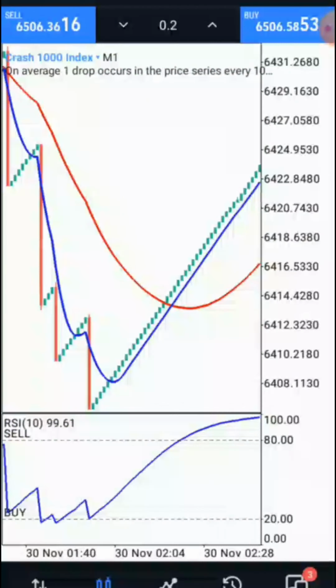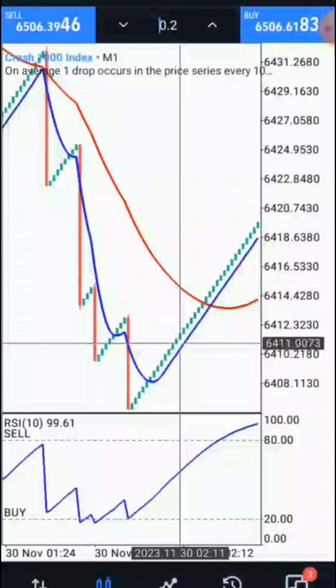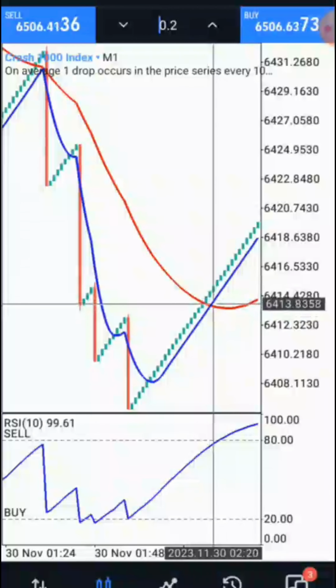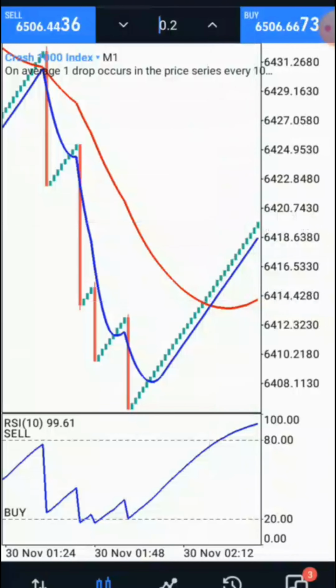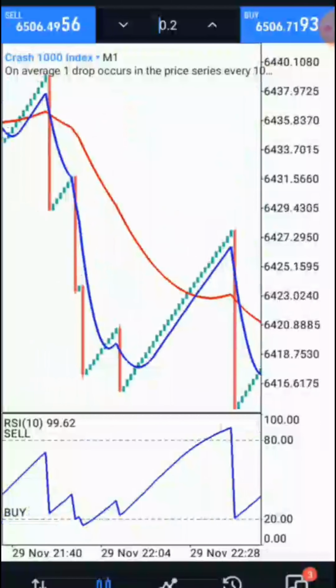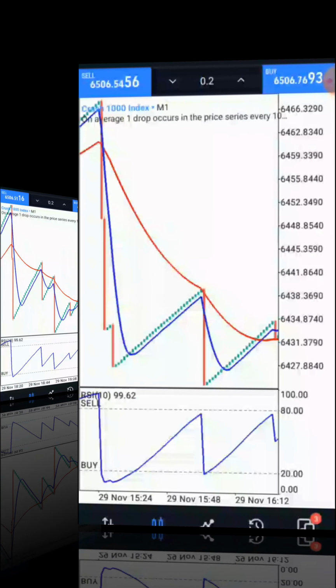Let's look for another trade here. We have an example. We have the blue line crossing above the red, and then we're going to take our 8 candles, then we close. Let's look for another example. Here we have an example.